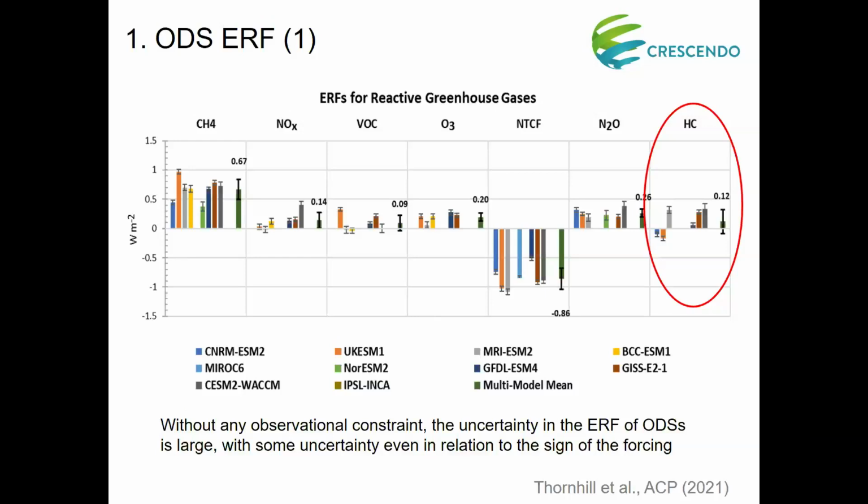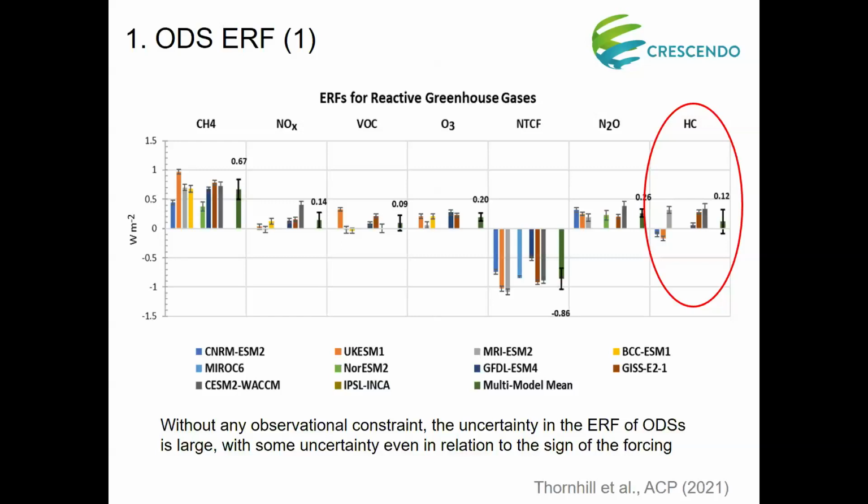Over on the far right, she's showing the multi-model mean and the range of uncertainty in that mean. So first of all, you can clearly see there's quite a large spread of uncertainty in the effective radiative forcing, and there's even uncertainty as to the sign of the forcing. And this is potentially contrary to views that controlling ozone depleting substances through the Montreal Protocol and its amendments has had a net benefit to climate.